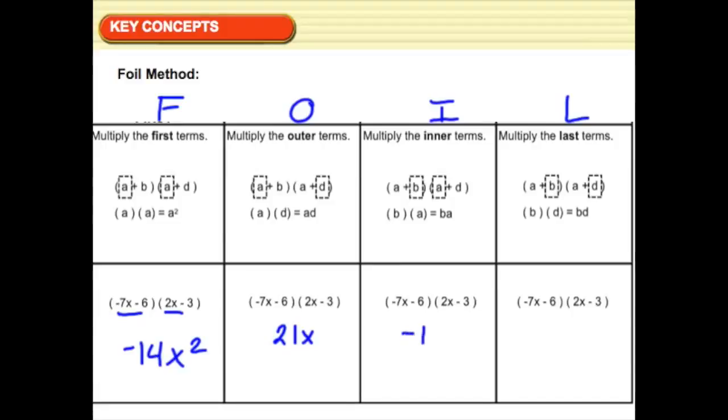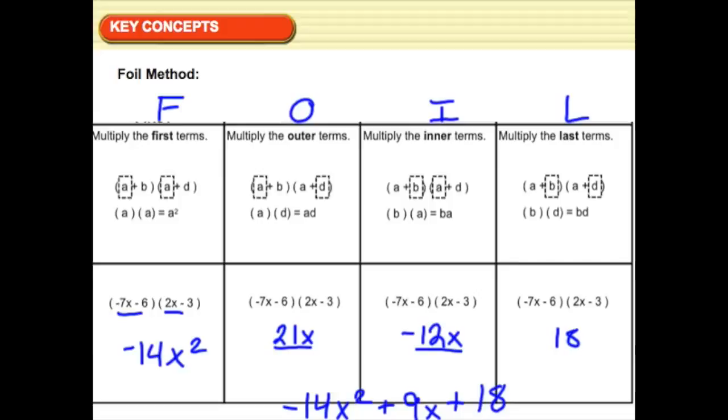Then I do the inner terms. Negative 6 times 2x is negative 12x. And the last terms, negative 6 times negative 3 is positive 18. Now I need to combine all of those terms into one final answer. So I only have one x squared term, so it's going to be negative 14x squared. I have two x terms, so 21x and negative 12x together is going to be positive 9x. And then I have one constant term, which is plus 18. So that's how you foil a function.